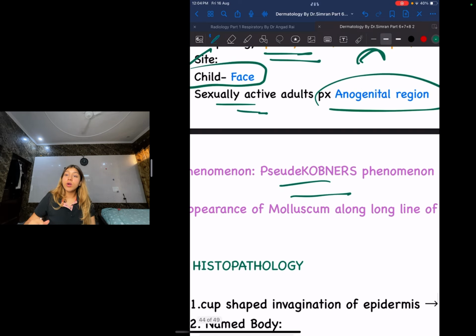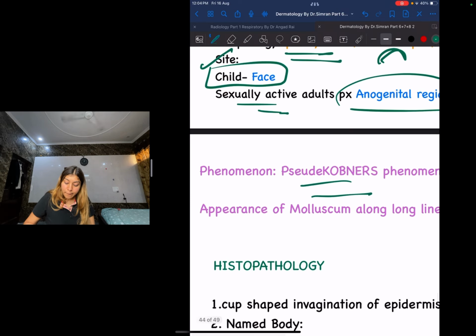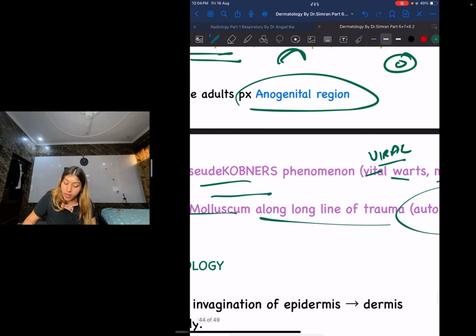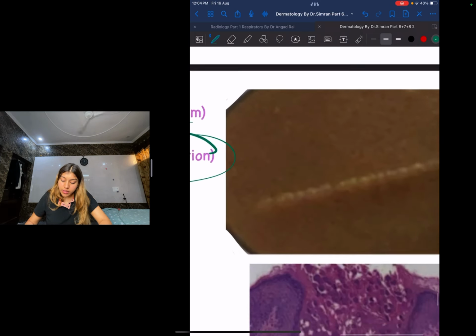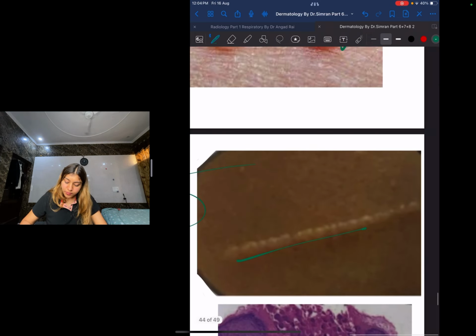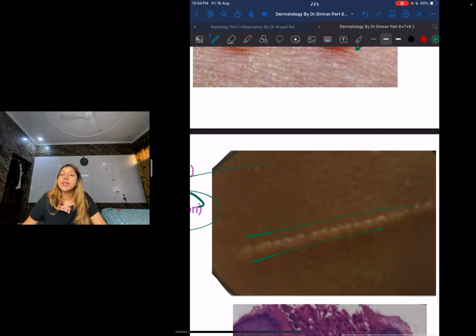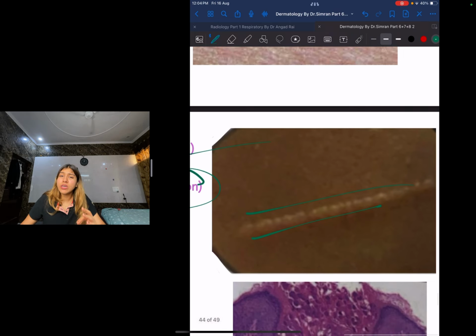What does the word auto inoculation mean? It is the appearance of molluscum along the line of trauma. If there's a trauma over here and that warty lesion is present somewhere here, they will start auto inoculating, forming a linear pattern. See this? This is what auto inoculation is. This is basically molluscum contagiosum, and you can see the beautiful pearly white appearance of this.